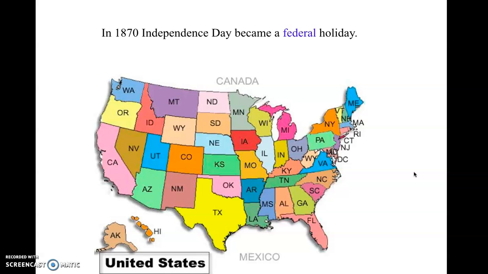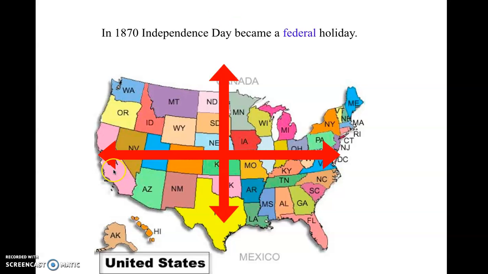In 1870, Independence Day became a federal holiday. Federal is an adjective. You can see the article and the noun. Federal is the same adjective as national. Okay? What does it mean, a federal holiday, a national holiday? Well, it covers every part of the country from east to west and from north to south. Right? All of the states, all of the people in the country, whatever country you're talking about, celebrate a holiday if it is a federal holiday. Or at least it is one that the government says the country celebrates or recognizes.